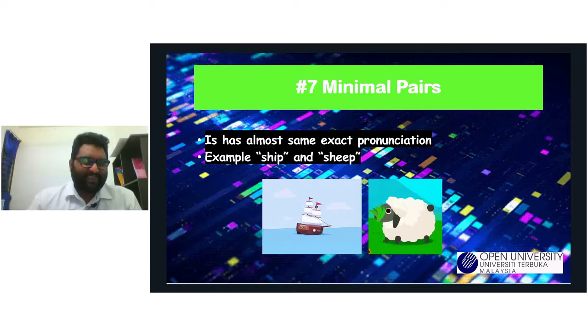Tip number 7. Get to know your minimal pairs. What are minimal pairs? A minimal pair is a pair of words which differ only in one sound. Minimal pair words have almost exactly the same pronunciation. For example, ship, sheep. I will repeat. Ship, sheep. The difference between these words is the length of the vowel. This can be difficult to hear for many language learners and comes up in a lot of different words and ends up in different sounds.